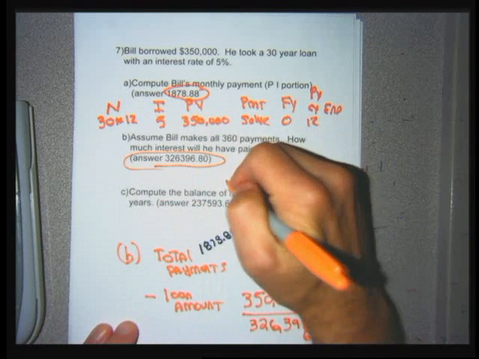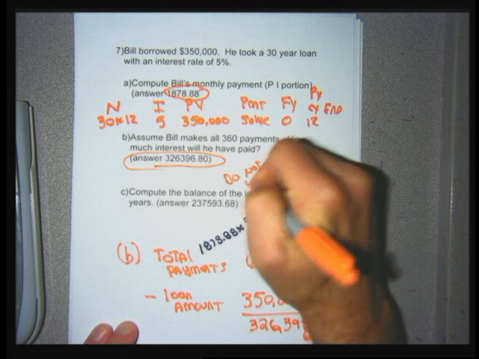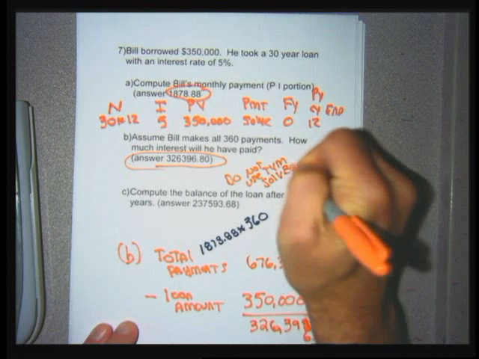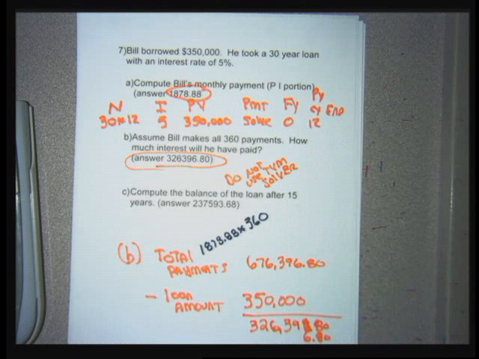So you do not use the TVM solver to compute how much interest Bill is going to pay. So on a 30-year loan, you've got a much lower payment than on a 15-year loan, but on a 15-year loan, you paid less interest, and it's paid off after 15 years.